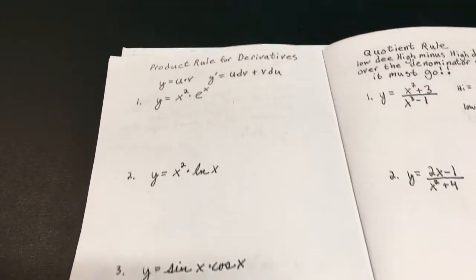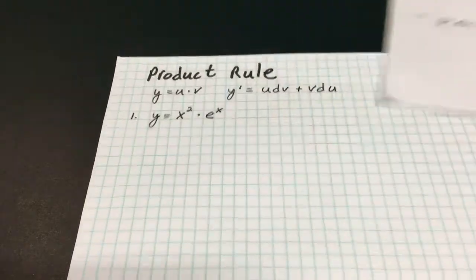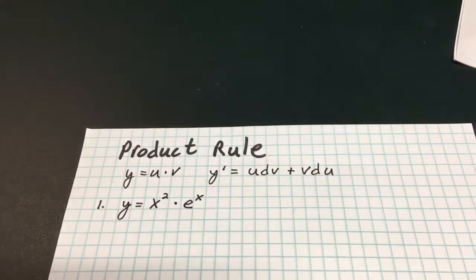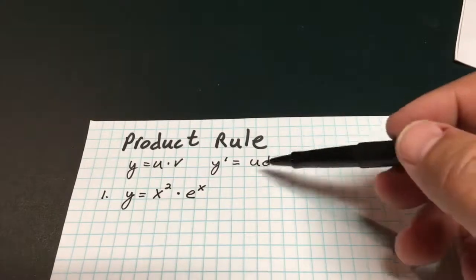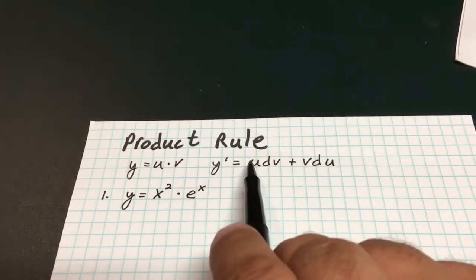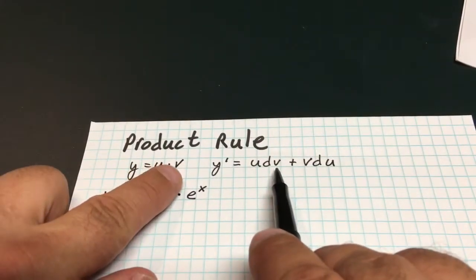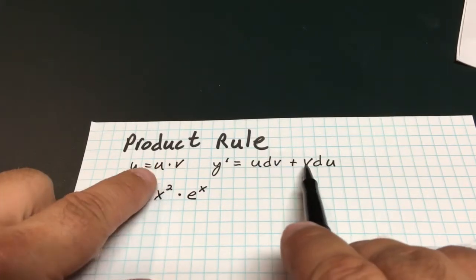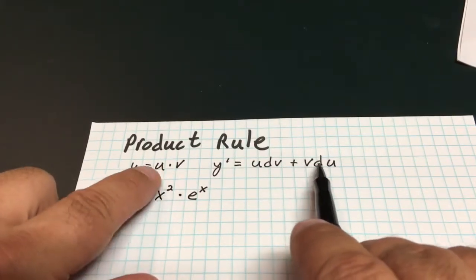Page 7, in a very brief look at calculus, we're going to do something called the product rule. So the deal is, you have this little rule here. If you have two terms, what you do is you take the first term and multiply it by the derivative of the second term, and then you add it to the second term multiplied by the derivative of the first term.